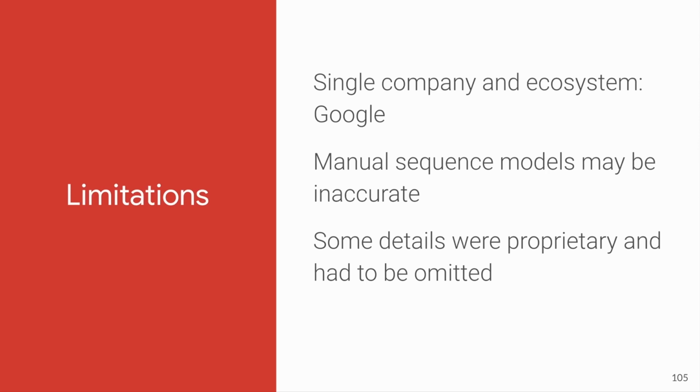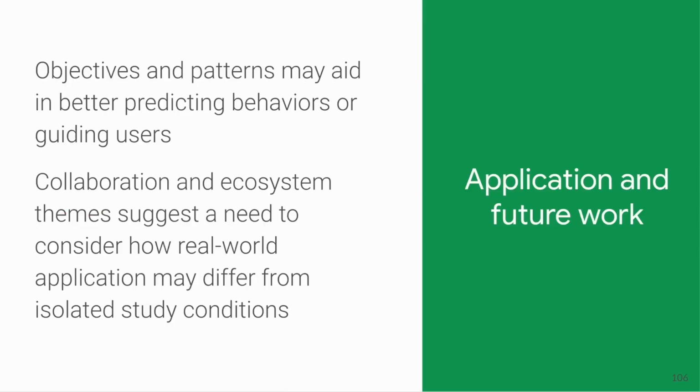Our work had several limitations. The products and participants were all within the Google ecosystem, so whether the results are generalizable to other ecosystems or populations is an open question. Our manual sequence modeling may have led to some inaccuracies, and some details for the study were proprietary and had to be omitted from this work.